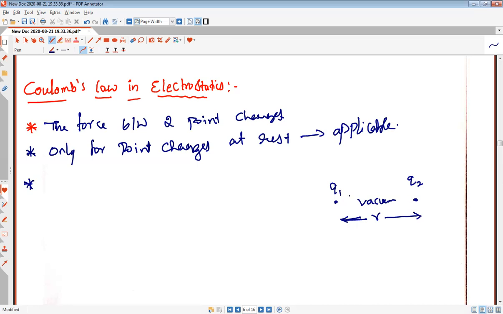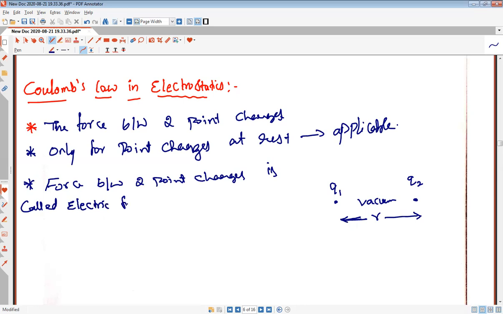We call the force between two point charges the electric force, or we can also call it Coulomb's force. And we know this Coulomb's force or electric force may be attractive or it may be repulsive.